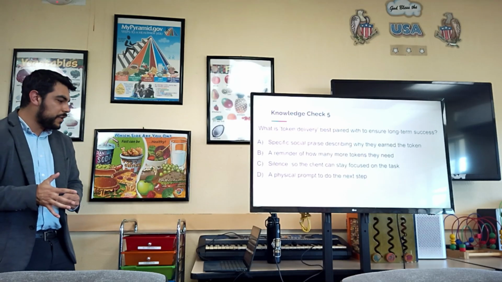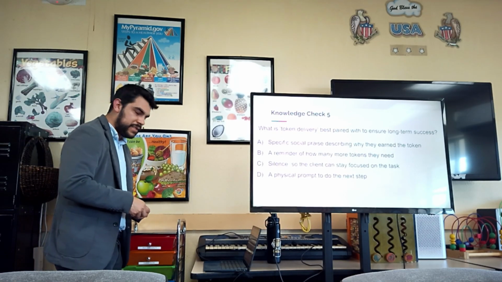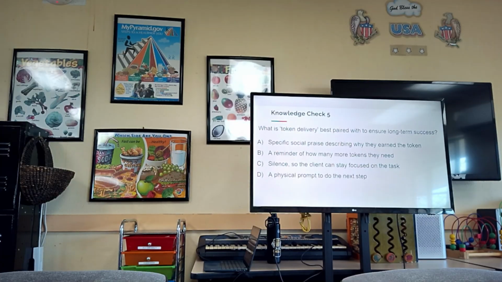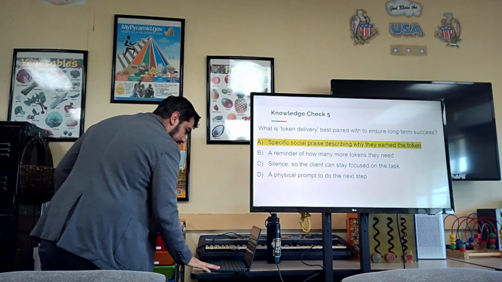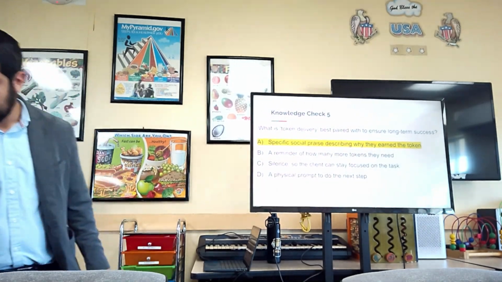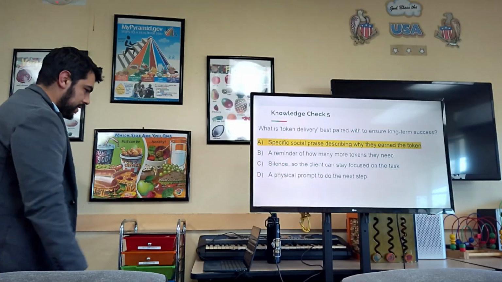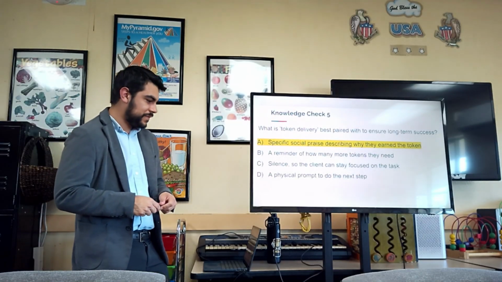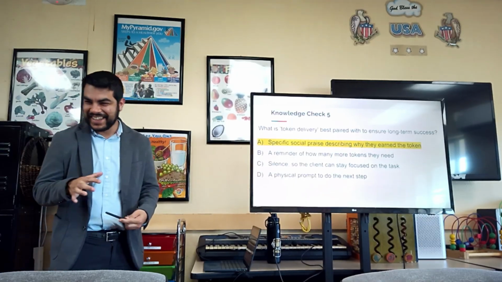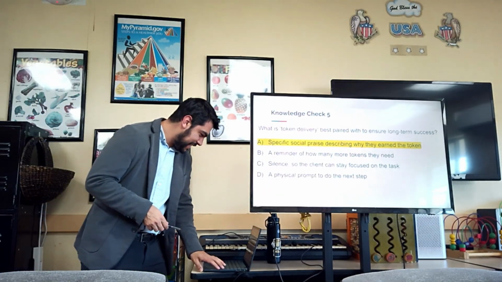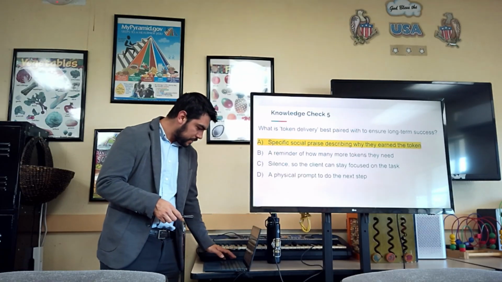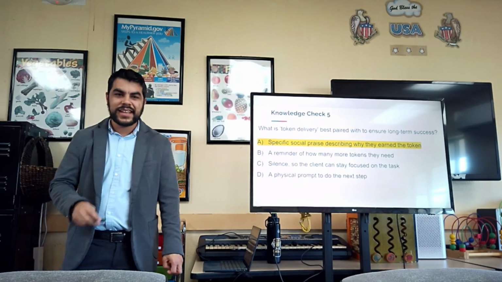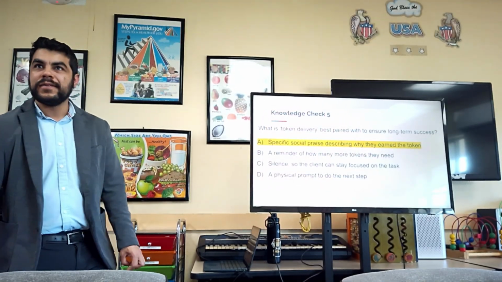What is token delivery best paired with to ensure long-term success? I switched it again. Oh man. Yes, it's A. It is. Specific social praise. Okay. Yes. Specific social praise. And specific social praise. Yes. And as to why they earn the token.